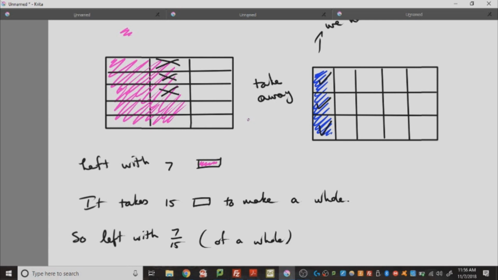Thoughts on that? Still easy? Fair enough. But that is the subtraction concept.